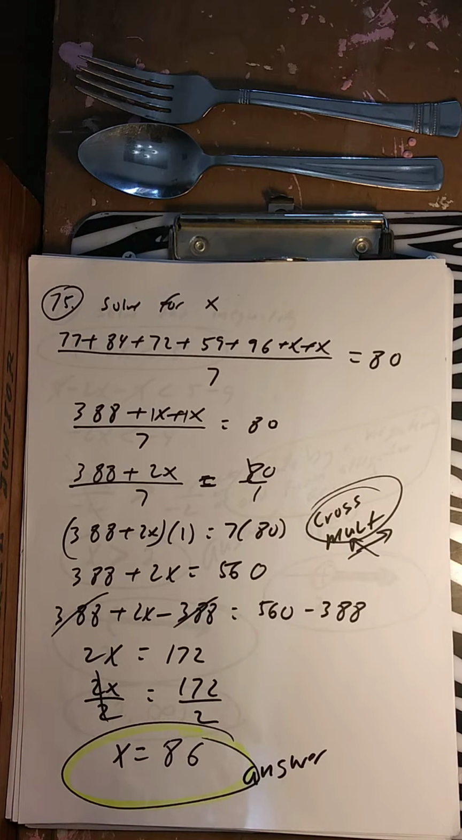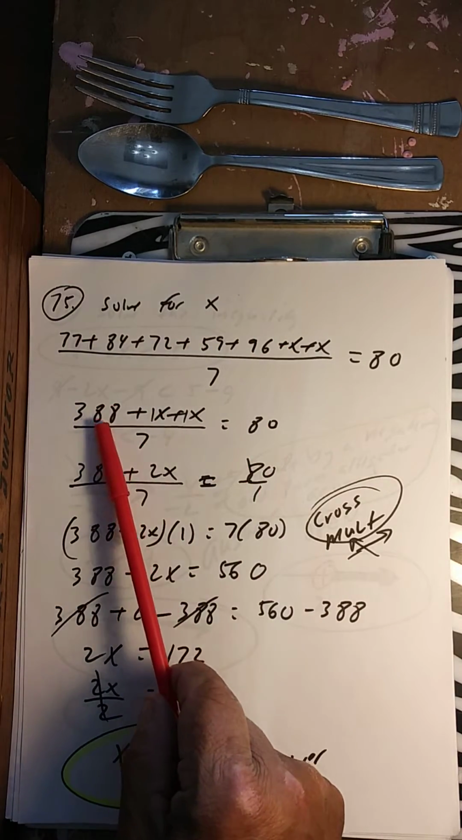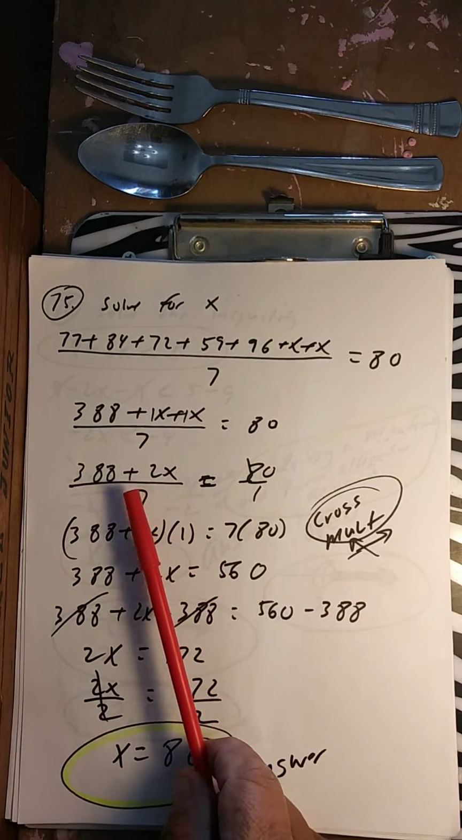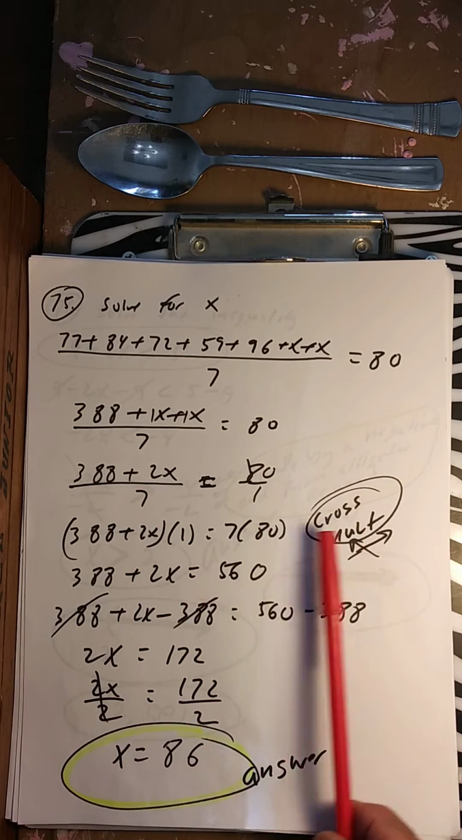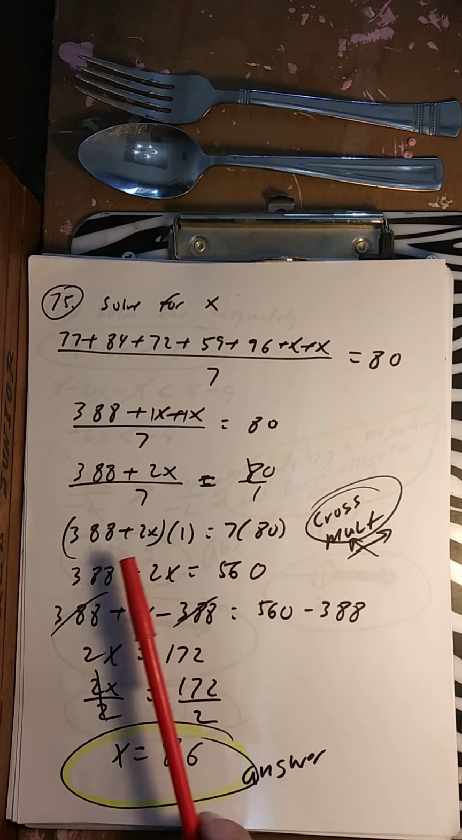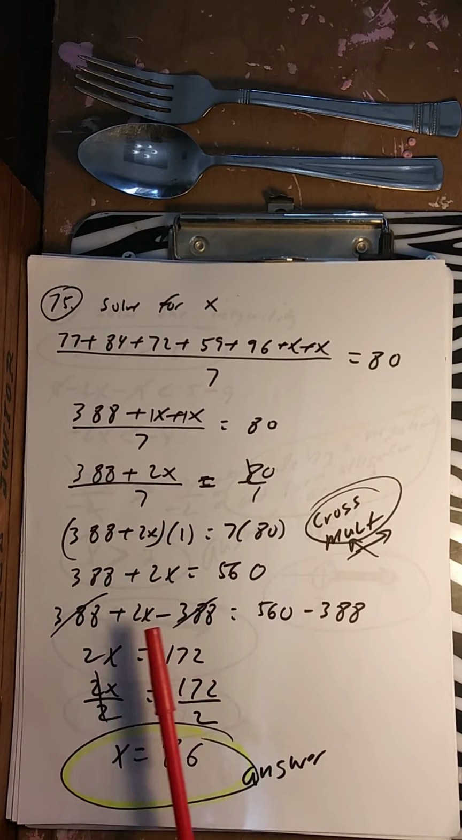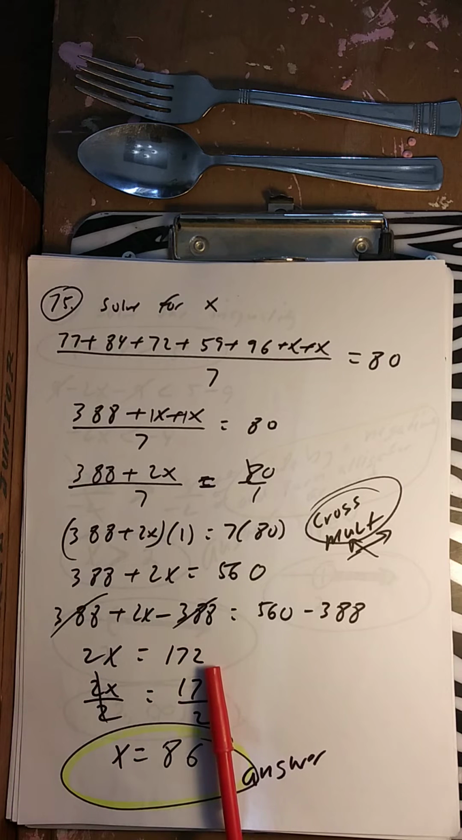How do we solve for x? Let's add all these numbers up. Plus 1x and 1x is 2x. So now what I'm going to do is cross multiply: 7 times that and 1 times this. So now we have 388 plus 2x equals 560. Minus 388, minus 388, so 2x equals 172. Divide by 2, so x is what? 86.